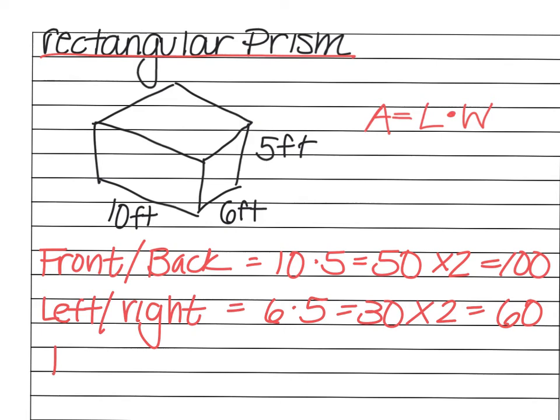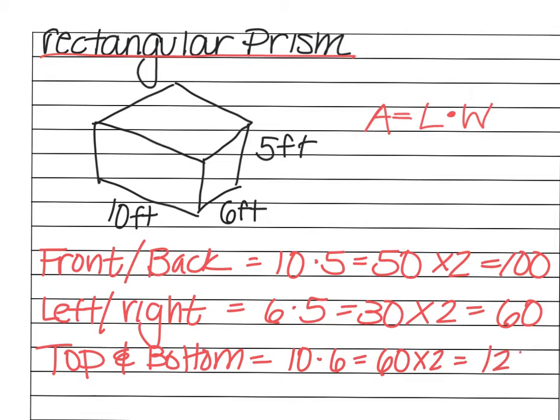Then you have a top and a bottom. So the top is right here, so you're 10 by 6, so we have to multiply 10 times 6, which is 60, times 2, which is 120.